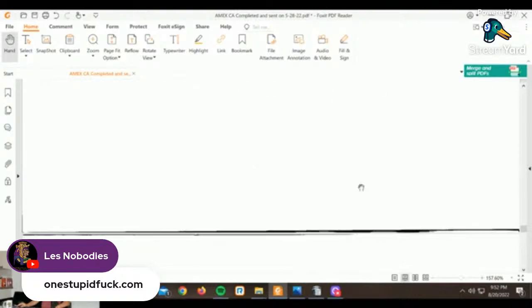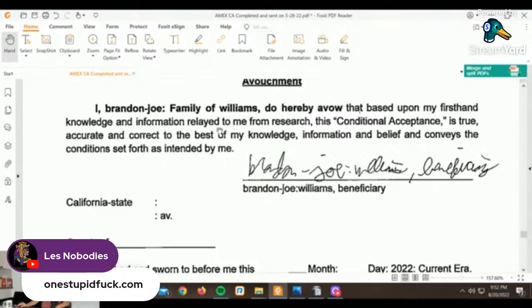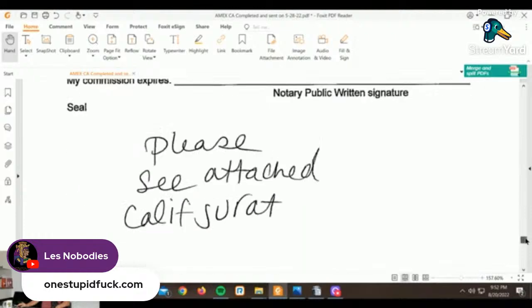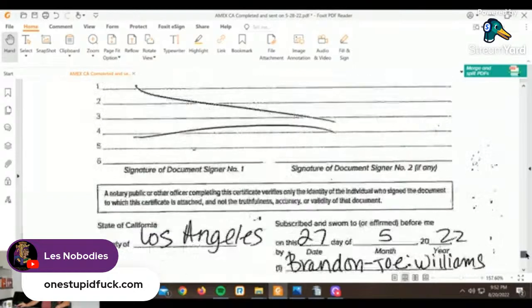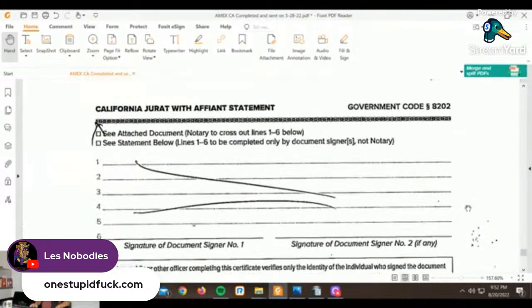Avouchment. I, Brandon Joe, family of Williams, do hereby avow that based upon my firsthand knowledge and information relayed to me from research, this conditional acceptance is true, accurate, and correct to the best of my knowledge, information, and belief, and conveys the conditions set forth as intended by me. And there's my signature, California. Please see attached jurat, California jurat. And then there was actually a separate jurat that was used here. You can see California jurat with affiant statement, which is basically the person writing an affidavit.